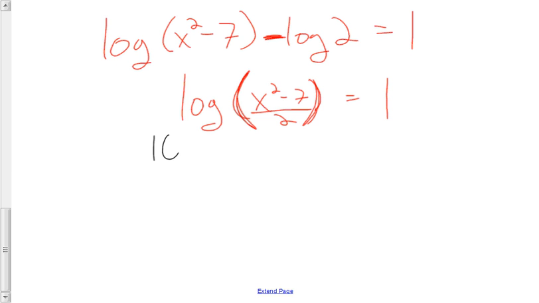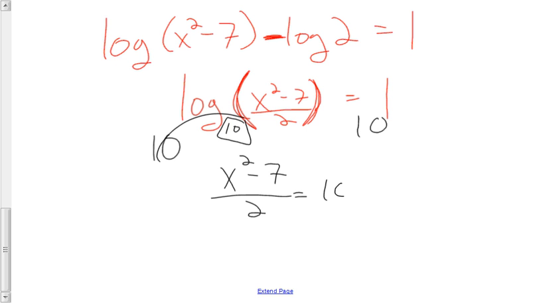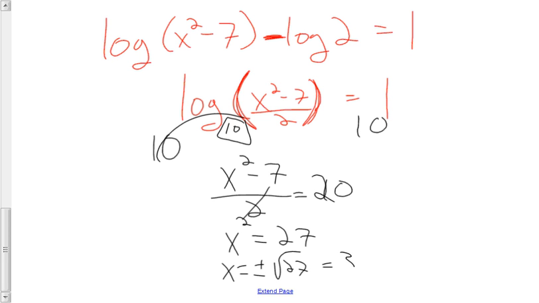So we can use base 10 on both sides, because if we don't see the base, then it's the common log, base 10. So we're left with x squared minus 7 over 2 equals 10. And then we can solve this quadratic. Multiply both sides by 2, add the 7, take the square root. So positive and negative radical 27, which reduces to 3 root 3.